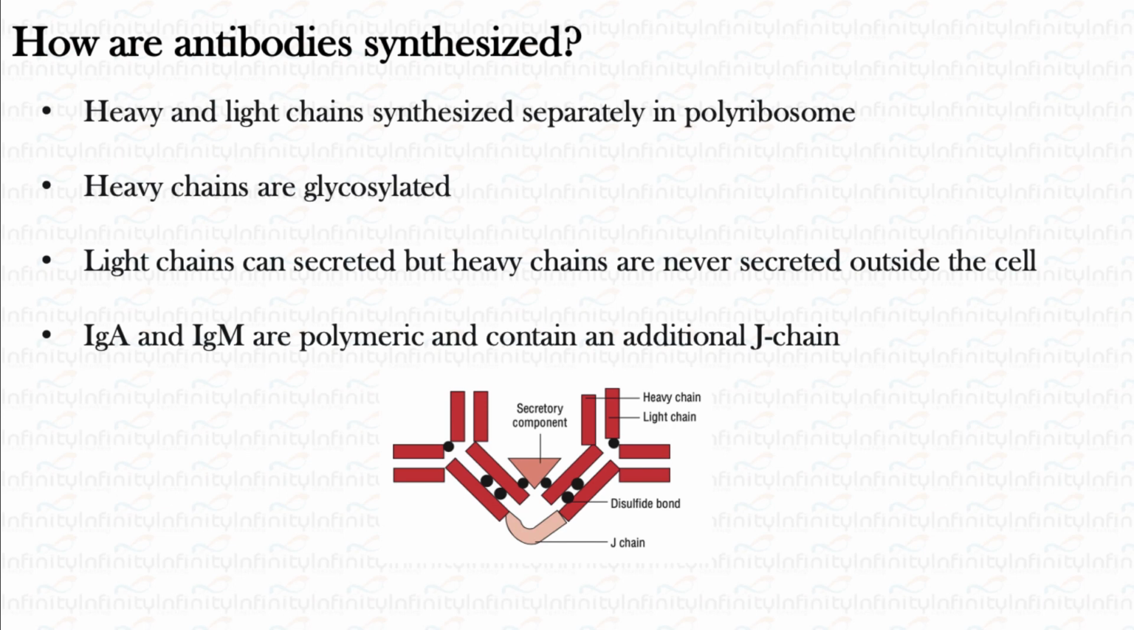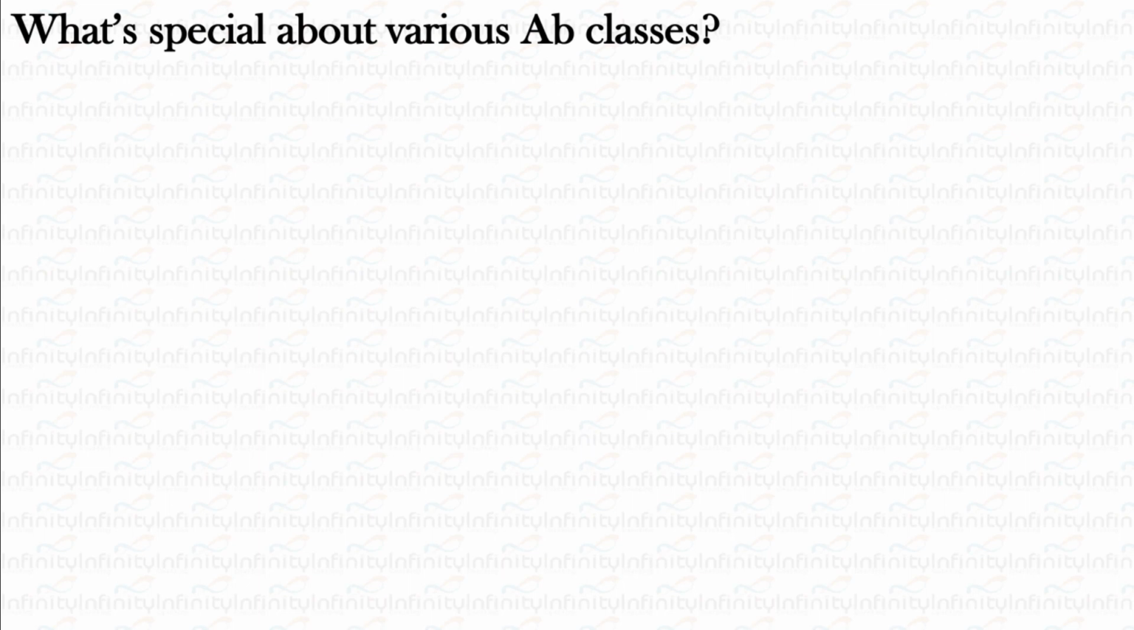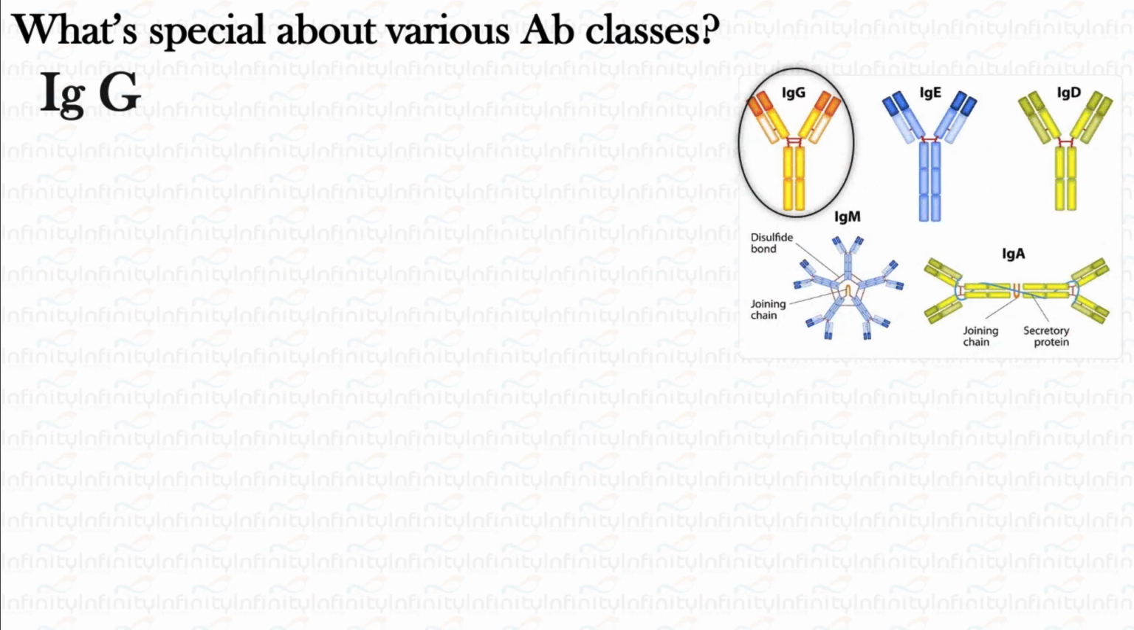Alright, so now with all these questions answered, let us take a closer look at each and every category of the antibody, and let's take a look at some important features of these antibodies. So let's start with IgG. Here is the pictorial representation of IgG along with other antibodies. Now, IgG is a very special antibody for a multitude of reasons. Let's take a closer look at some of the features that make IgG stand out.